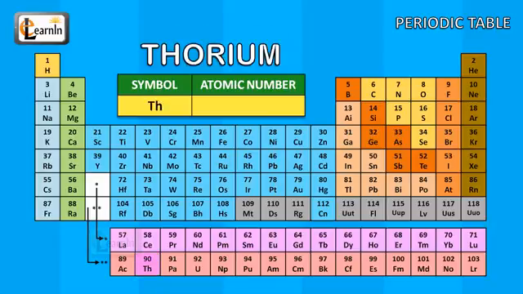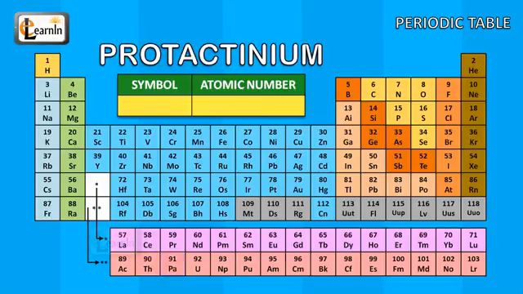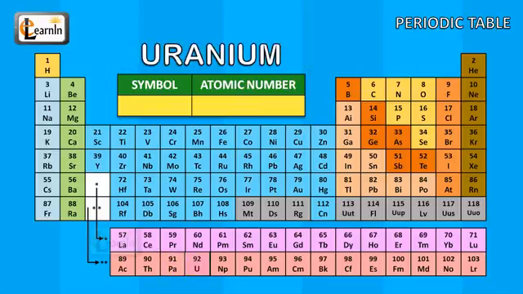The element thorium is represented as Th and has an atomic number of 90. The element protactinium is represented as Pa and has an atomic number of 91. The element uranium is represented as U and has an atomic number of 92.